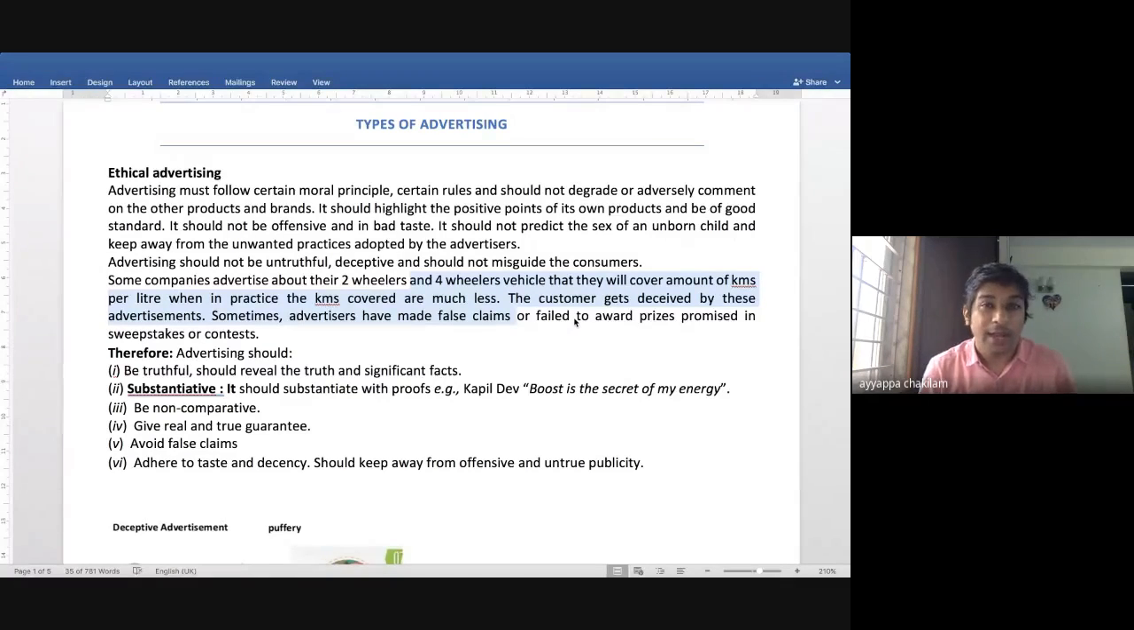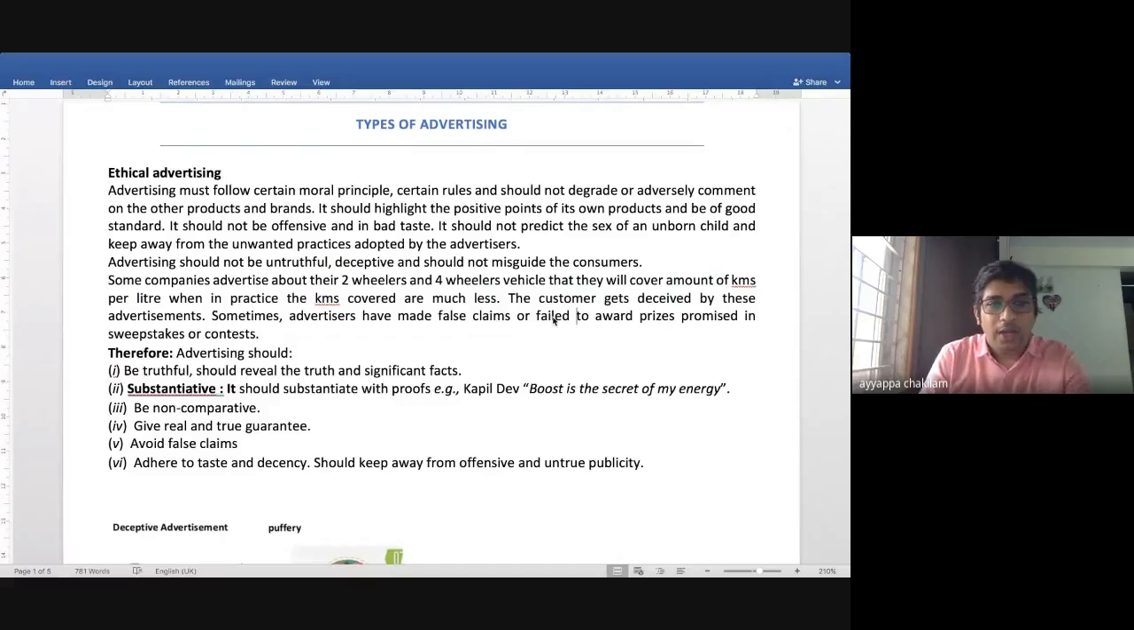But what happens if you are riding the same vehicle in a major city with lots of traffic? What happens to that 80 kilometers that they actually claim? It comes down to 40 or 50, isn't it? Because of the huge traffic and the continuous use of the brake or the clutch or shifting of gears, it consumes a lot more fuel than when you're going on a highway.